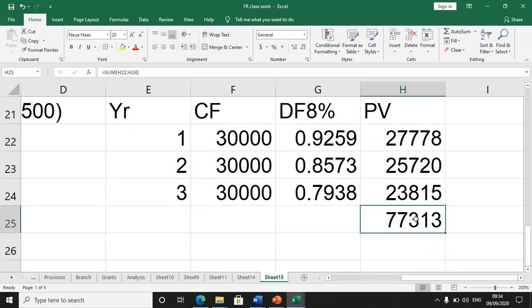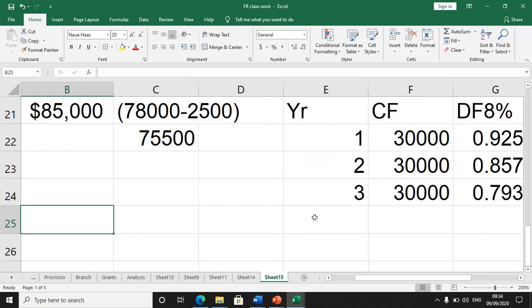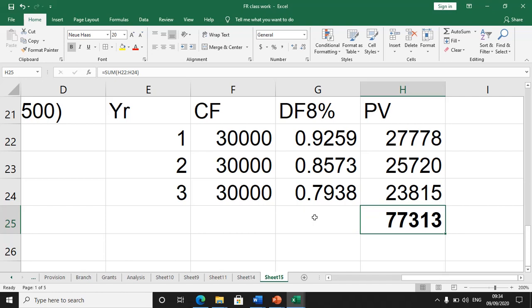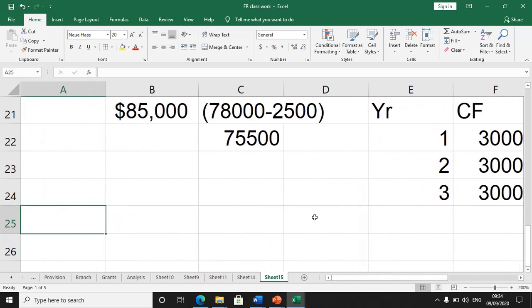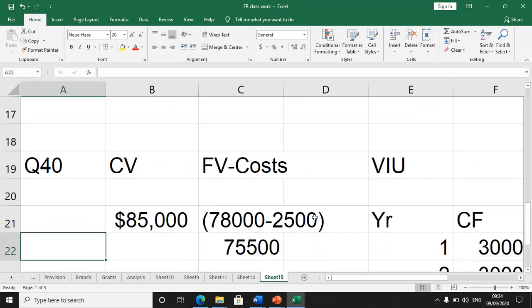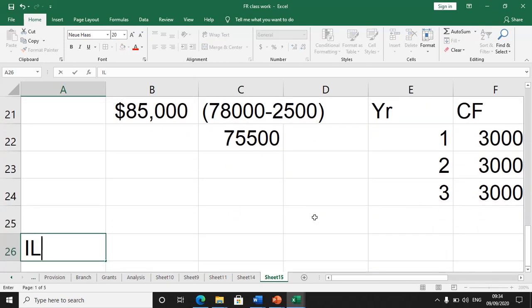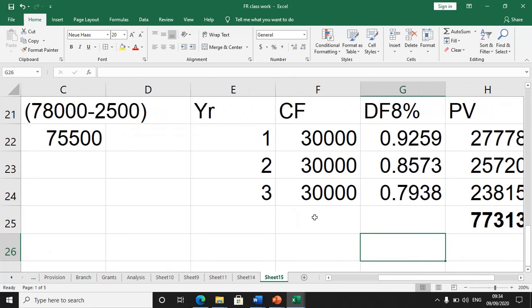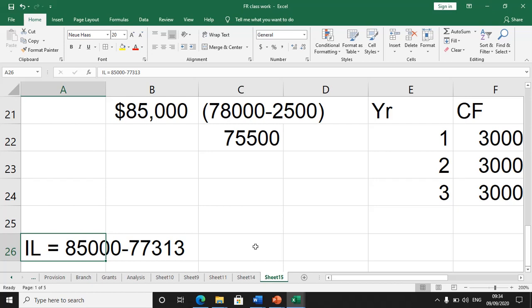So I've got that figure there, which is higher, of course. Is it higher? 77,313 is higher than 75,500. So that's a recoverable amount. So then my impairment loss will be equal to my CV, which in this case is 85,000 if I'm not mistaken, minus 77,313. Let me just check that one. Yeah, that's correct.